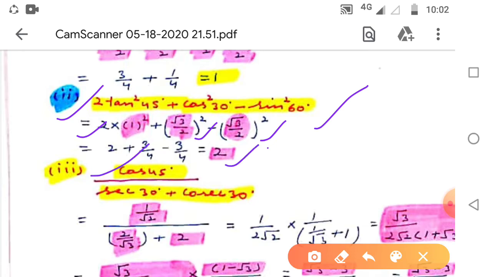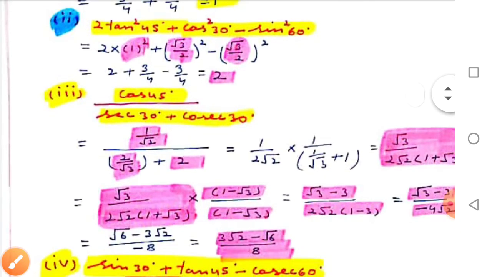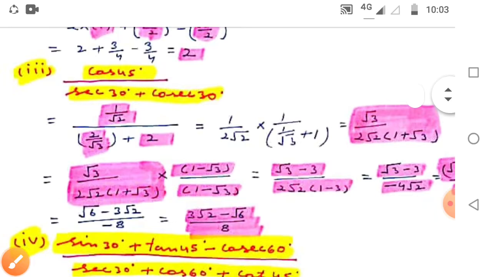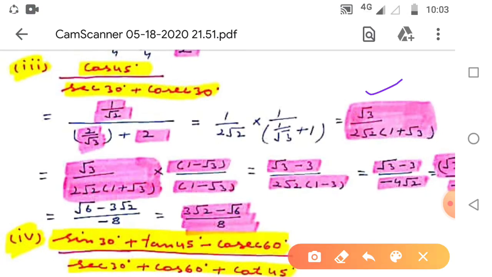Now cos 45 upon sec 30 plus cosec 30. The value of cos 45 is 1/√2. The value of sec 30 is 2/√3, and the value of cosec 30 is 2. So in the denominator you take LCM here, and we get 1/(2√2), and here in the denominator (1/√3) plus 1, and finally we get √3 upon 2√2(1 plus √3).